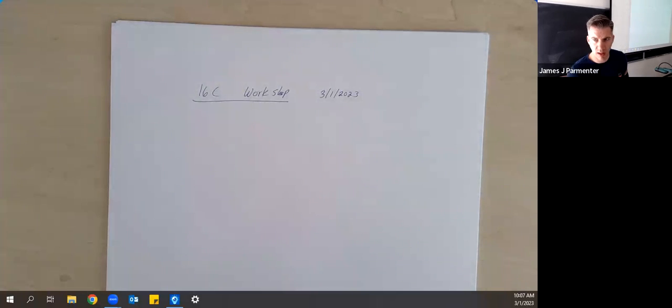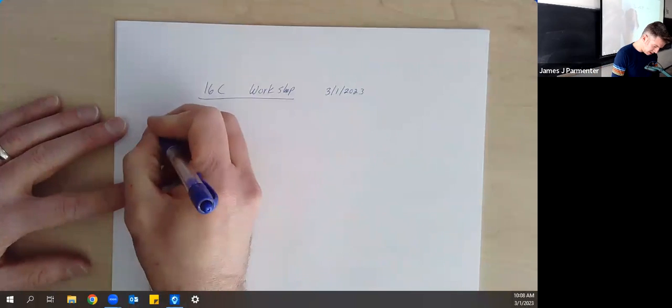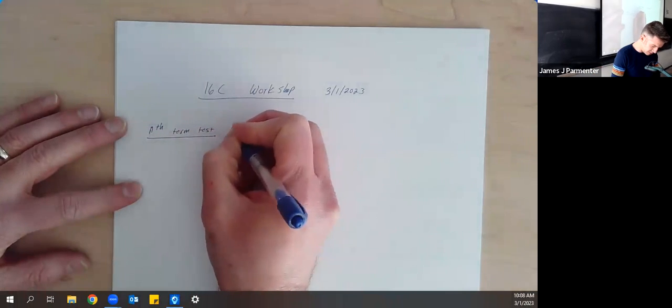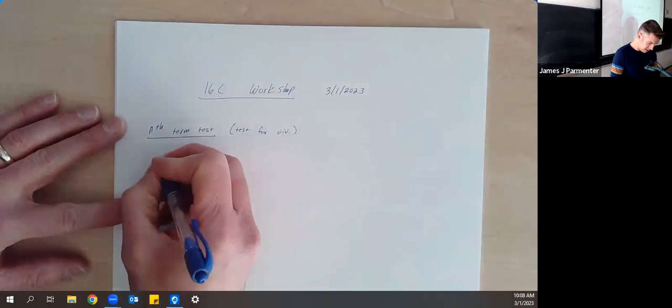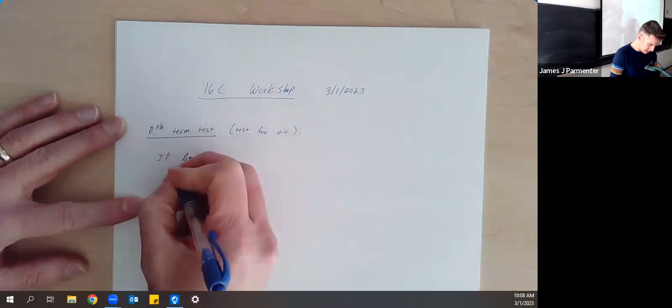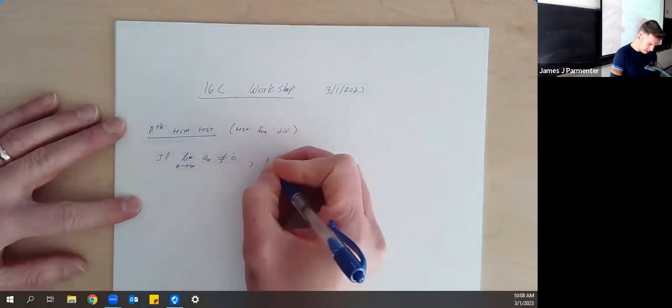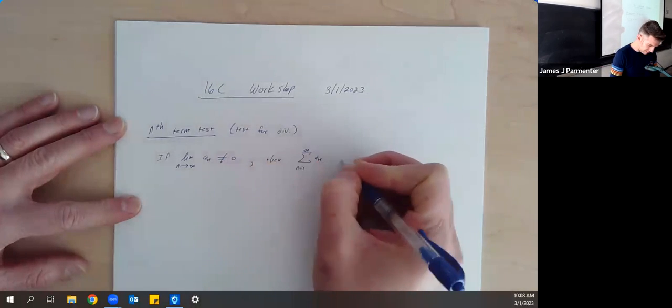So let's go ahead and talk about the other tests we're going to cover. So far, just to sum up the tests that we have, we have the nth term test, also known as the test for divergence. And again, that just says that if the limit as n goes to infinity of a sub n is not 0, then the series for that sequence must diverge.